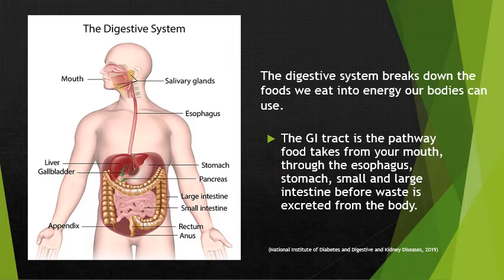Just as a refresher, the GI tract is the pathway in which the food that you put in your mouth goes through the esophagus, stomach, small intestine, and large intestine before being excreted as waste from your body. The pinworm, whipworm, and hookworm are all parasitic to the digestive system. However, as we will discuss later in the presentation, the hookworm also utilizes the circulatory system as a means of living.